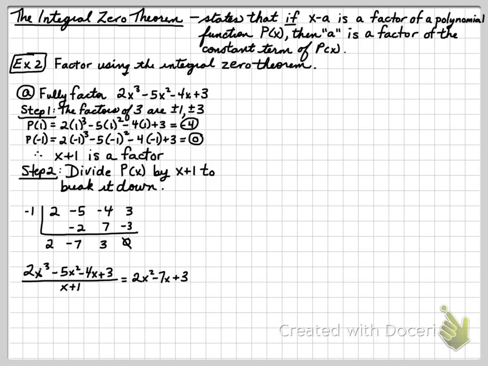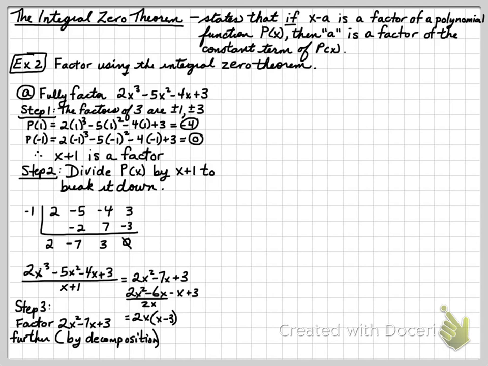Now our next step is to further factor 2x squared minus 7x plus 3. We have to do that by decomposition, which means we have to break the middle term, negative 7x, down into negative 6x minus 1x.